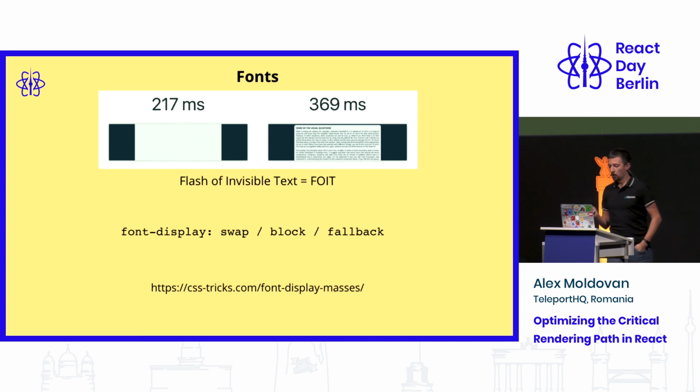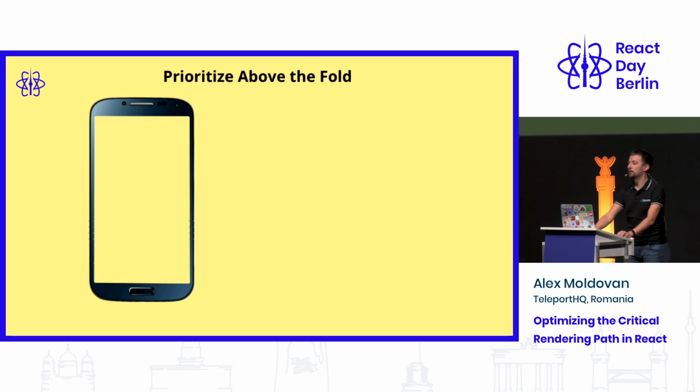Okay, now we move to prioritizing things. We removed resources from the critical rendering path. Let's try to prioritize and remove even more.